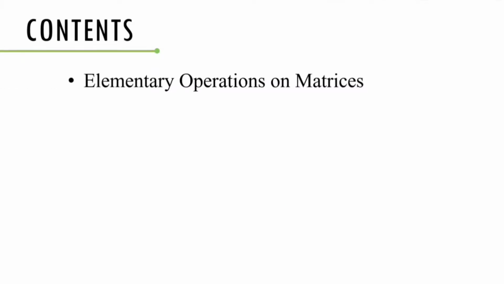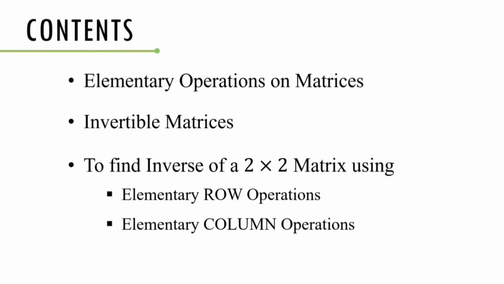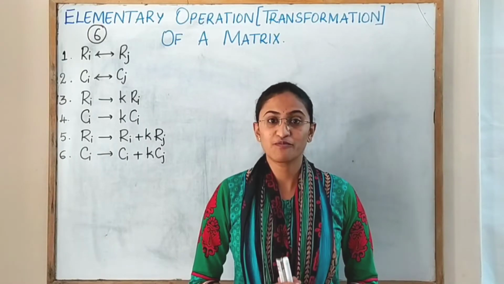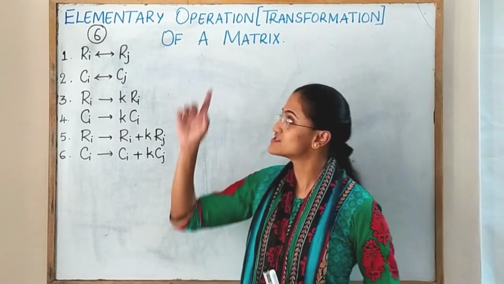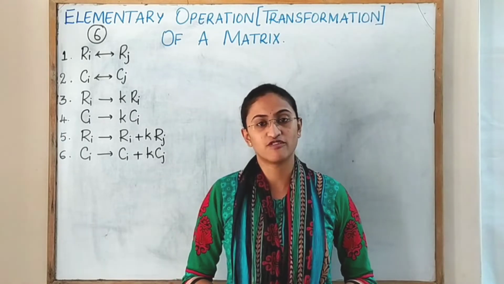This is 5th out of 6 modules of matrices. In this module, we shall learn about elementary operations on matrices, invertible matrices, and how to find the inverse of a 2 cross 2 matrix using elementary row operations as well as elementary column operations. The first topic of the module is about elementary operations or elementary transformations of a matrix.